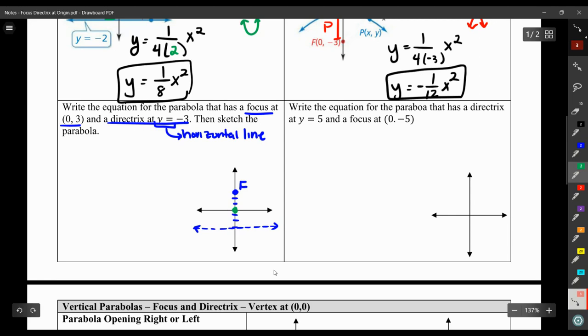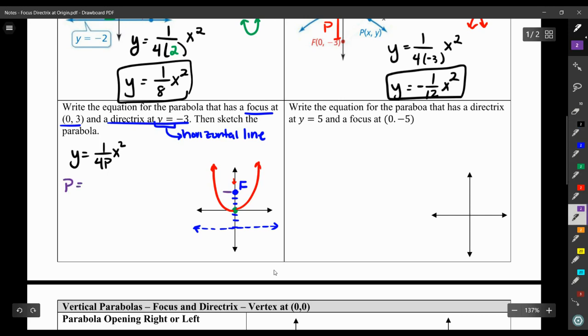Now the last thing we need in order to find the equation is I have to know if I'm opening up or down. Well, the focus is always supposed to be inside of your parabola. So if the focus is up here, that means I need to be around the focus. I need to be facing up. So since I'm facing up, I know that the equation will be y equals 1 over 4p x squared. So my job is to find out what the value of p is.